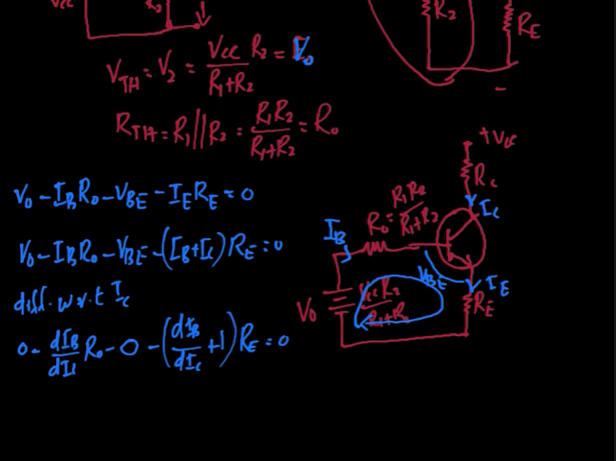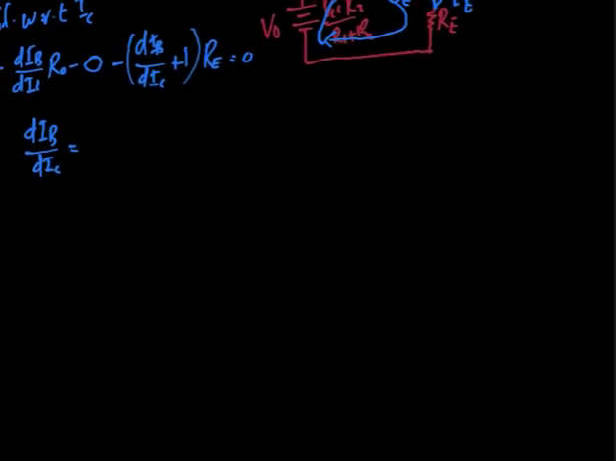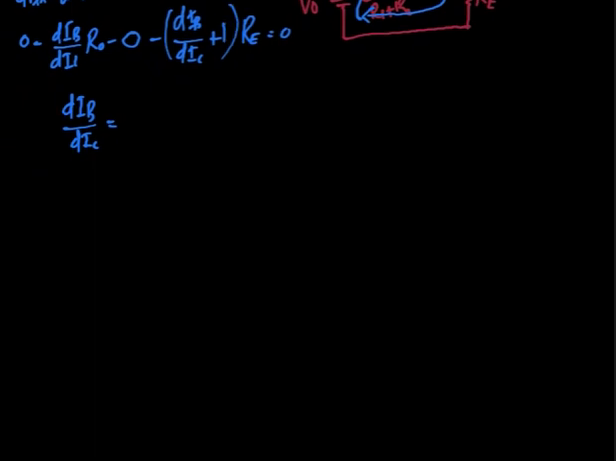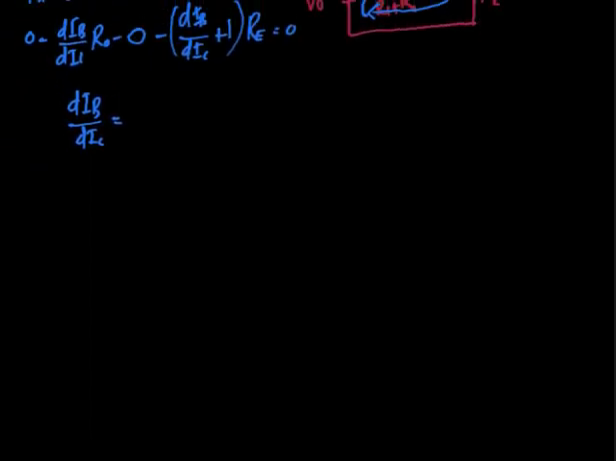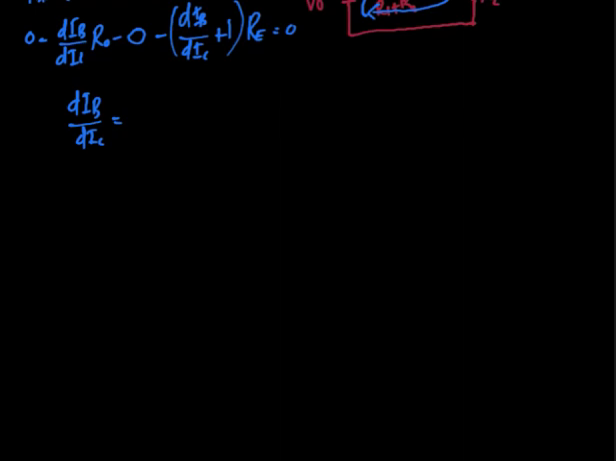So now, rearranging this equation to obtain dIB by dIC, which will be equal to minus RE divided by R0 plus RE. So that will be dIB by dIC.